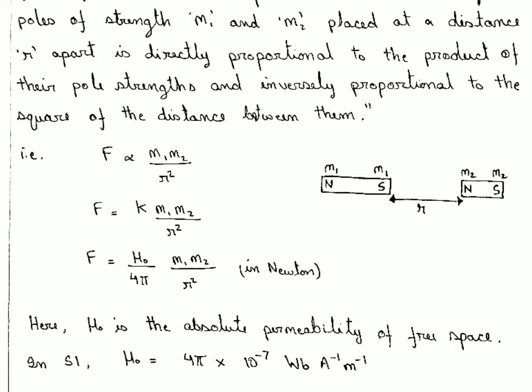So it's quite similar to Coulomb's law in electrostatics, where we have k equal to 1 by 4 pi epsilon naught. Here we have k equal to mu naught by 4 pi, and instead of q1, q2, we have m1 and m2. So that is the difference between Coulomb's law in magnetism and Coulomb's law in electrostatics.